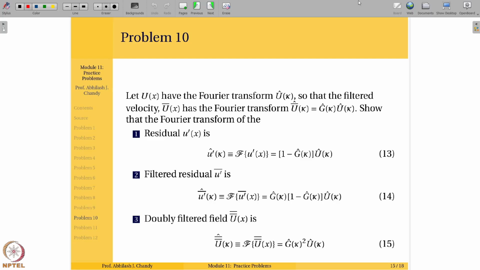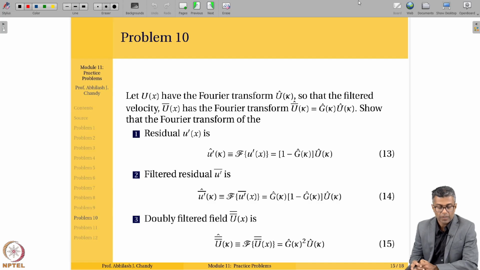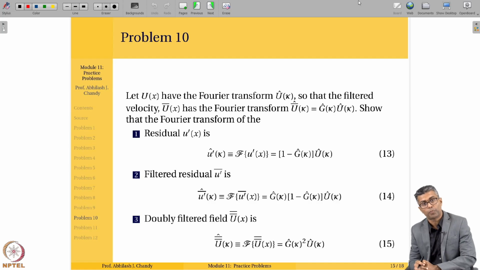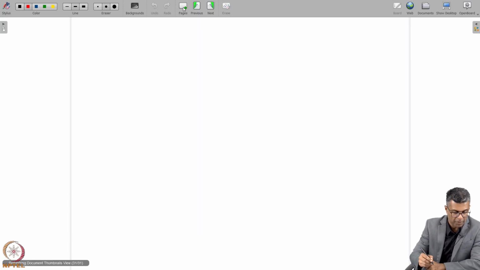So problem number 10. Let u of x have a Fourier transform of u hat of kappa, so that the filtered velocity u bar has the Fourier transform u bar hat equal to g hat of kappa times u hat of kappa. Show that the Fourier transform of the residual u prime of x, u prime hat of kappa, is equal to 1 minus g hat of kappa times u hat of kappa. Okay, so let's see. Let's start with the first part.